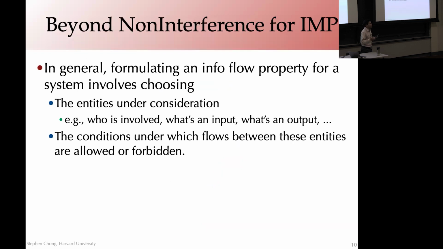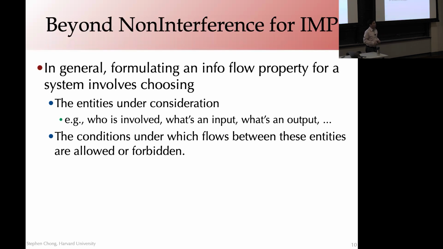So in general, when we're trying to formulate an information security guarantee, we have to make some design decisions in our model. Right? We need to choose which entities are under consideration. So that is what we regard as being inputs to the system, what we regard as being outputs to the system, what we regard as being appropriate handling of information. Right? And that non-interference definition was very simply no flows from secret inputs to public outputs. But as we'll see later on, that is overly restrictive, perhaps.